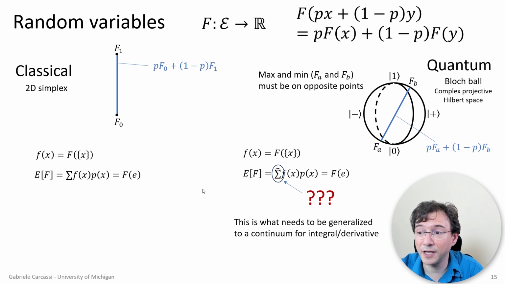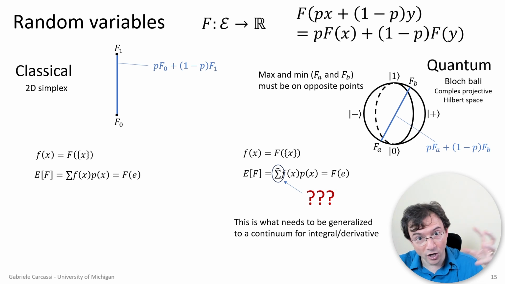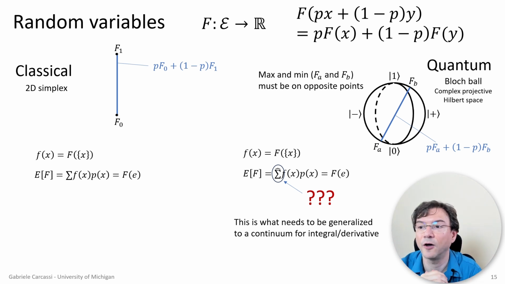Another thing that we want to define now on these spaces is the idea of random variables. And again, we want to define them on the ensemble first and then recover what happens on the pure states, because that's the structure that can be made the same in both classical and quantum mechanics.